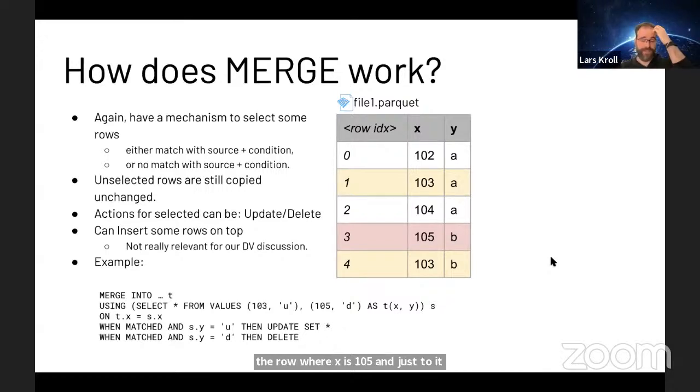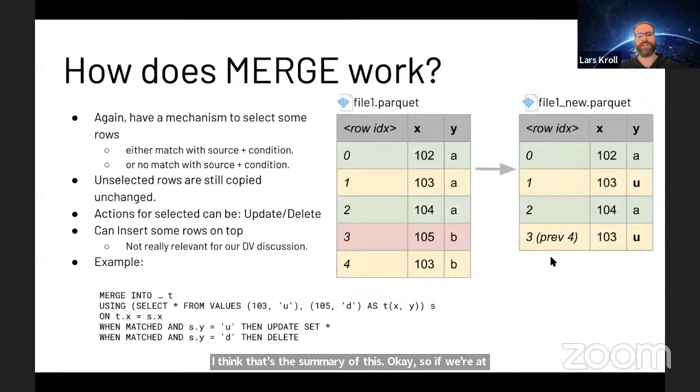Okay, so if we execute this without deletion vectors, what we basically do is we rewrite unchanged the rows 0 and 2. Those were the rows that we didn't select. And then we update the rows 1 and 4. Those were the ones that were matched by the 103 value of x. And we just skip the old row 3 because that one had 105. We deleted that one. Okay, that's how merge works at a very high level without deletion vectors.